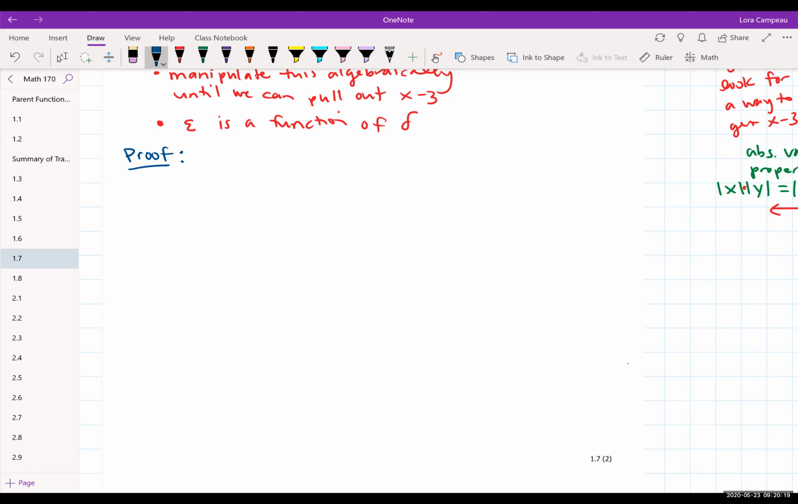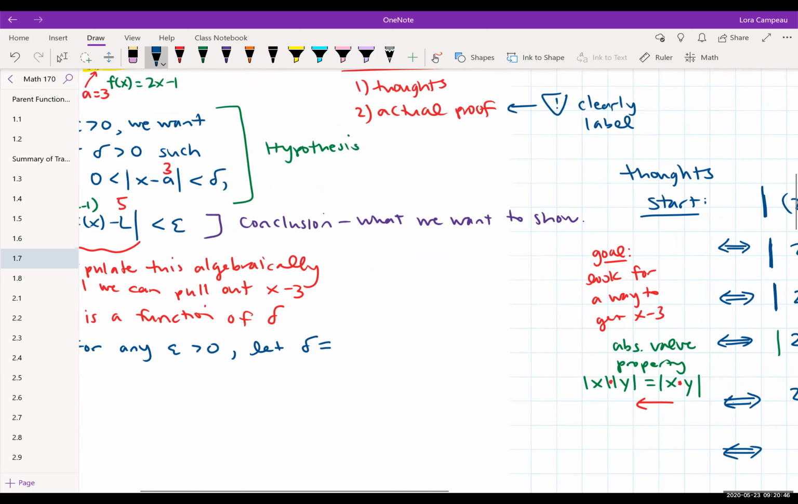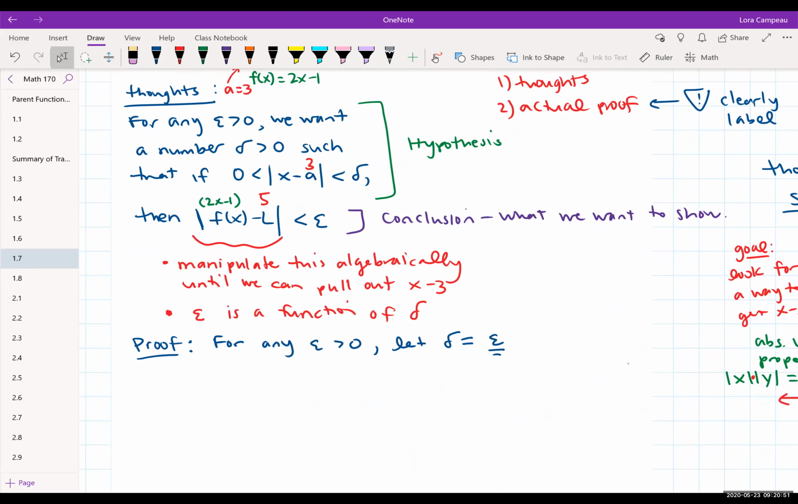We are going to start with our definition again. We're going to start with the hypothesis. So remember, we're going to look at, for any epsilon greater than 0. Now remember, it says we want a number delta greater than 0, but we found it. So we're going to state this. Let delta equal, and this is the value we found when we were working backwards. So I go back and it was epsilon over 2. So I'll circle it to remember. We found this.